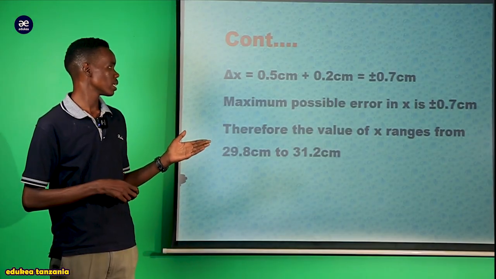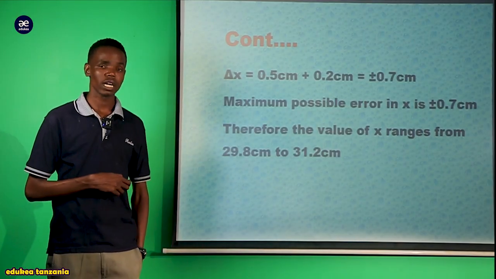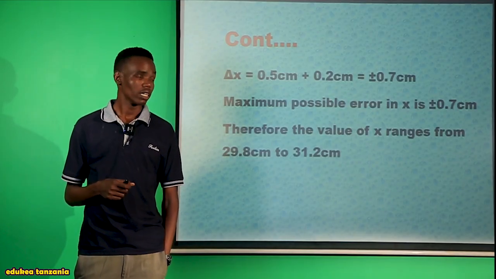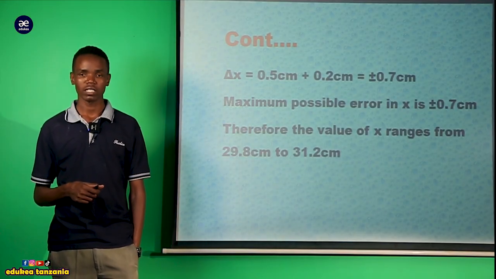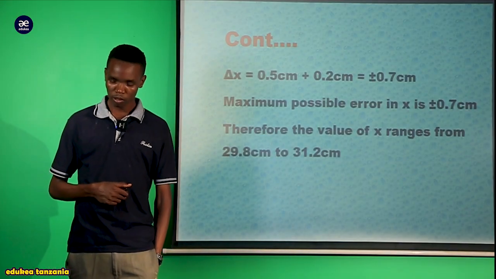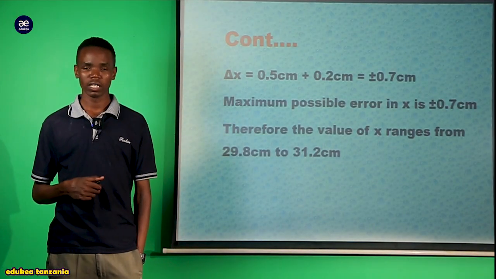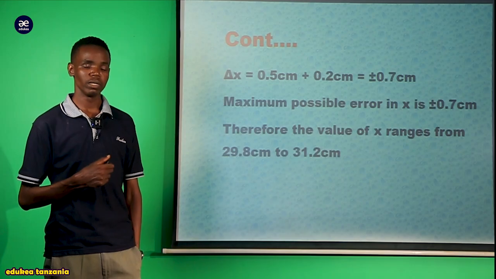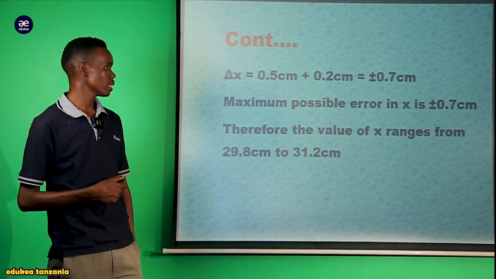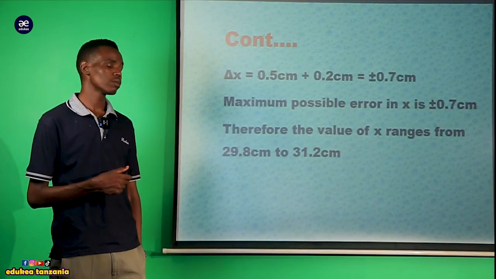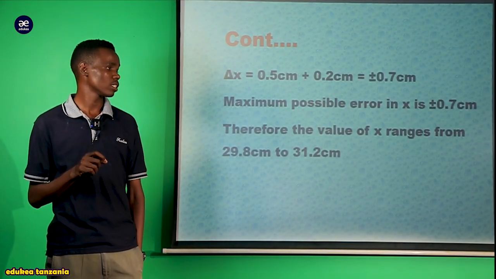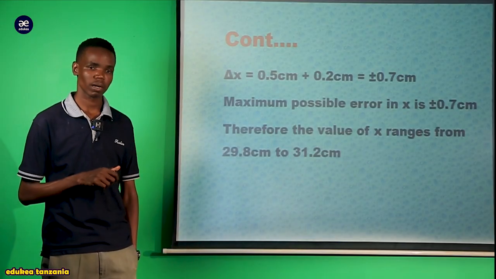After substituting, my dear student, we'll get the absolute value of x equals plus or minus 0.7 centimeter. This will be the absolute value of x. So I can conclude by saying that the maximum possible error in x is equal to plus or minus 0.7 centimeter.